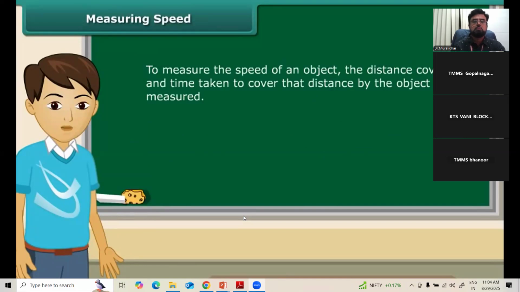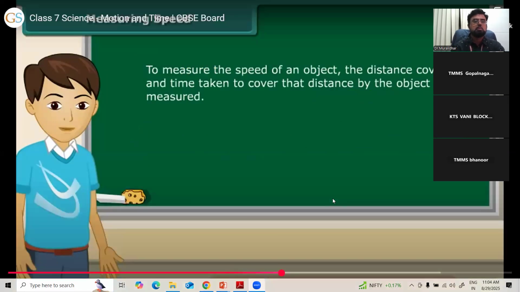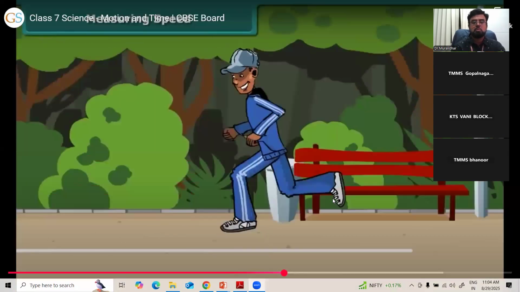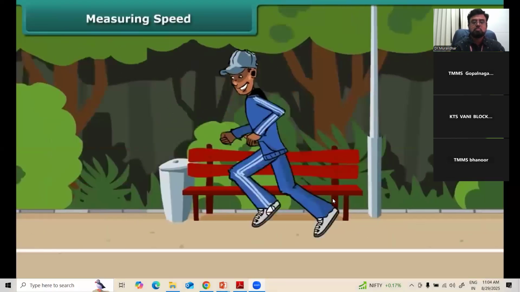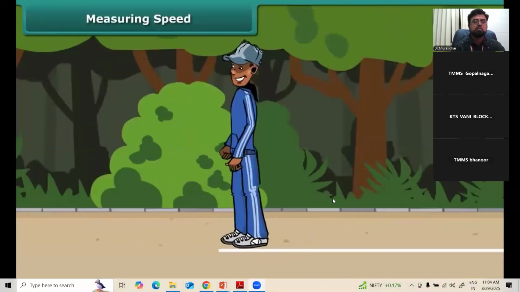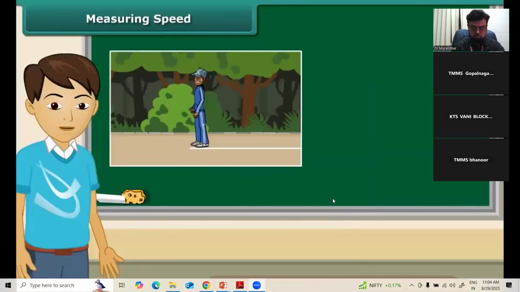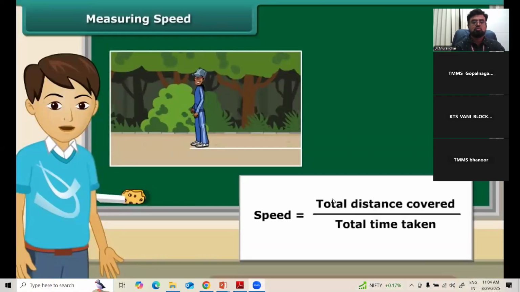The speed of your brother's bike is 60 km per hour, and that of his friend's bike is 40 km per hour. Your brother's bike is certainly faster than his friend's because its speed is greater. To measure the speed of an object, we measure the distance covered and the time taken to cover that distance by the object. After that, we apply the formula of speed.